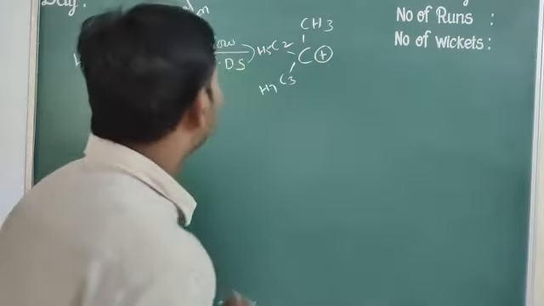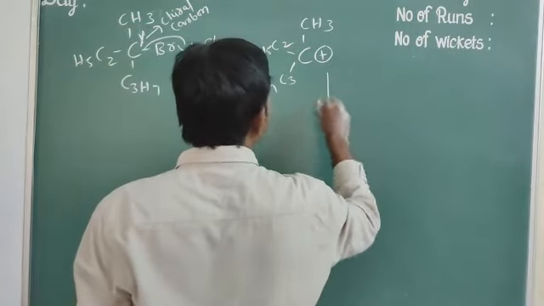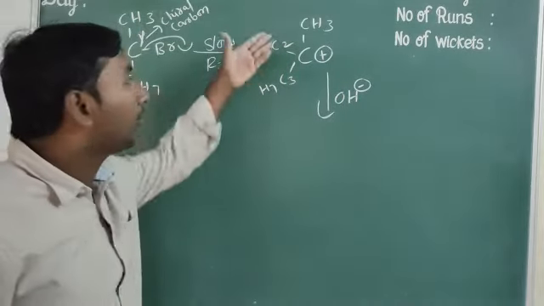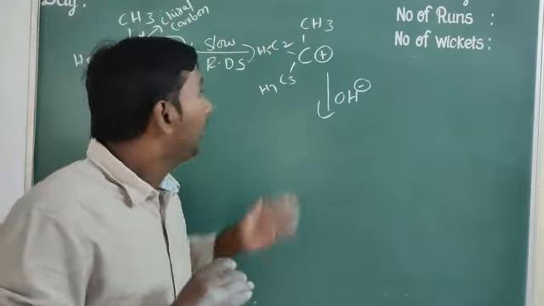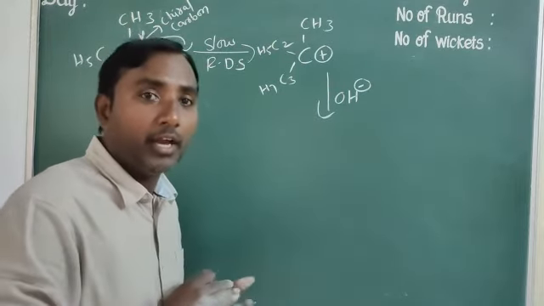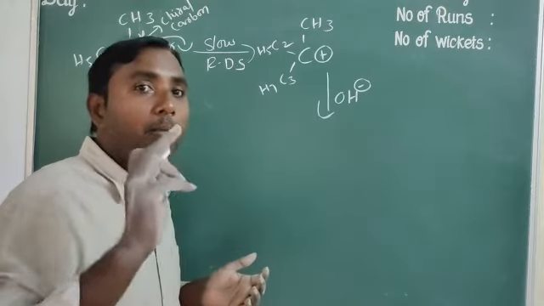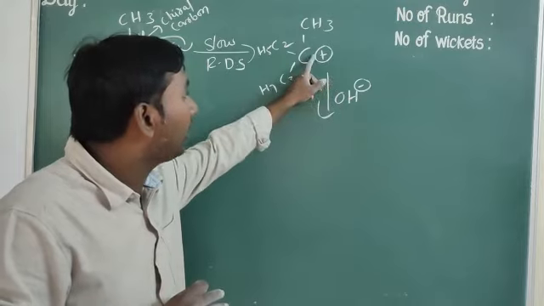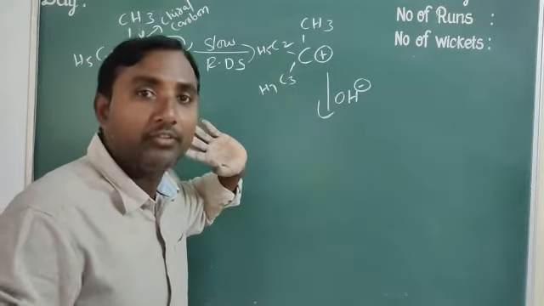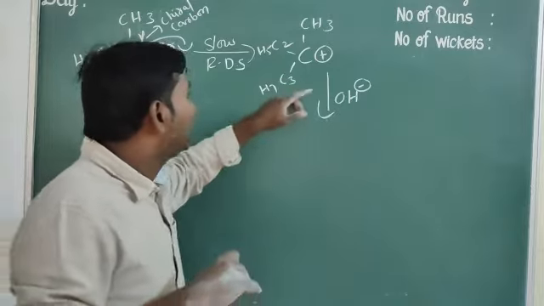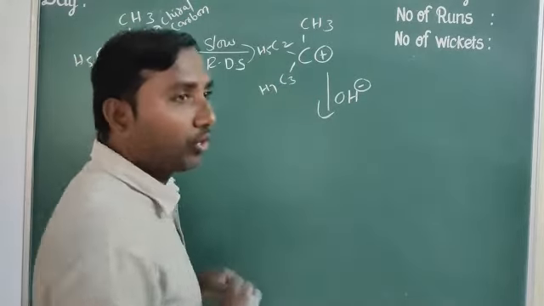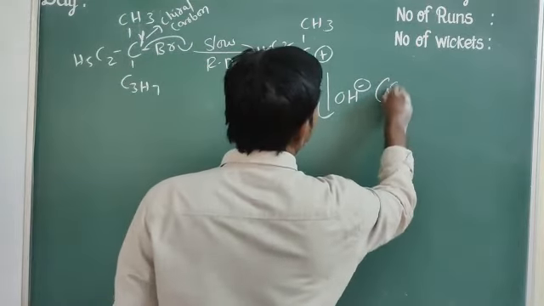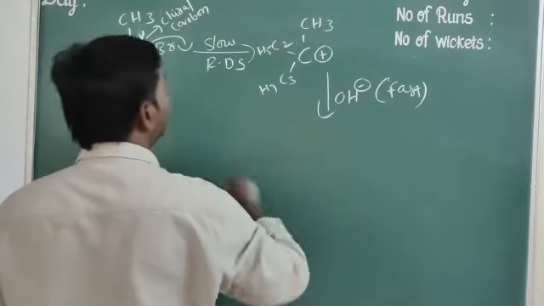Carbocation formation. Next step, a weak base, OH minus, attacks the carbocation. What I say? Nucleophile attack on the carbocation. Probability is 2. That means the attack on the carbocation is possible from two directions, whether right side or left side. That's why your product formation is also 50% 50%. This is the fast reaction.